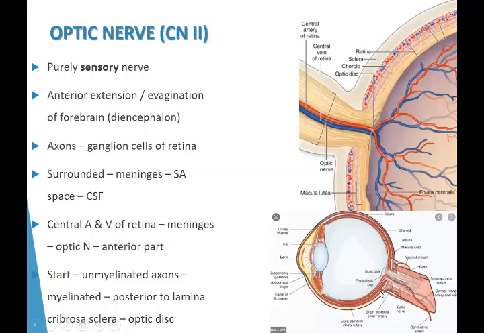So here the optic nerve pierces the sclera, and the sclera becomes just like a sieve, that is why it is called lamina cribrosa. Up to here these axons of the optic nerve are non-myelinated, but when they come out of this place called the optic disc or the lamina cribrosa, outside the optic disc these fibers that make up the optic nerve become myelinated. Posterior to the lamina cribrosa, the fibers of the optic nerve become myelinated.